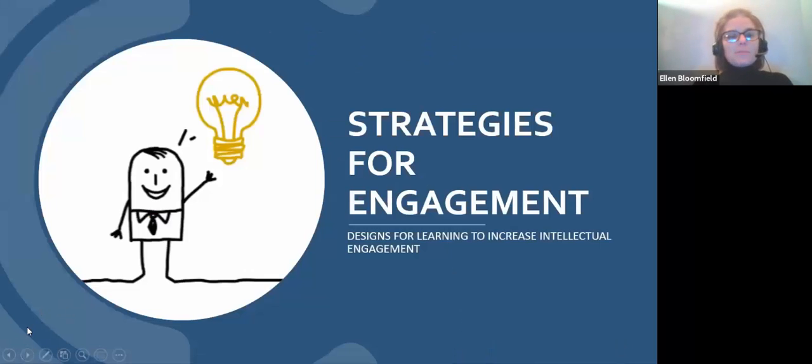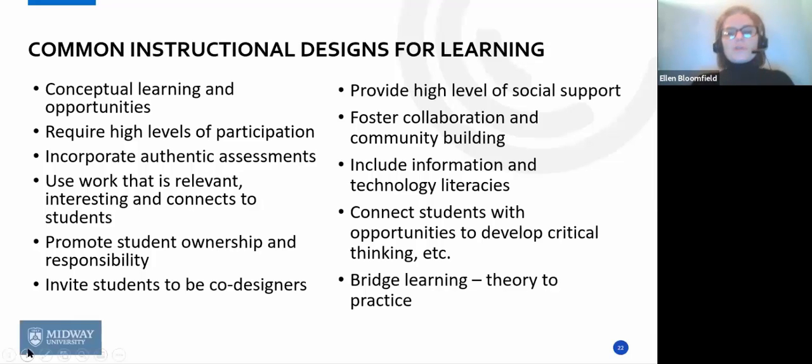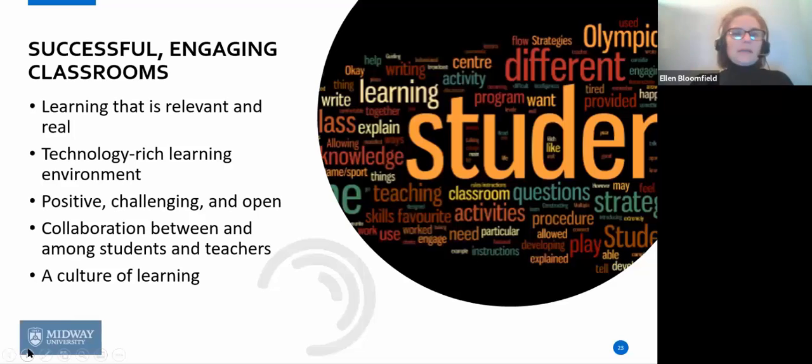And then the last part, which is there's only a couple slides here, I have listed some different strategies for creating a culture of engagement. And you can read more about those in depth. I'll have all the notes, and again, you'll have the literature. Some more instructional design part of it, ideas and strategies that you can use or explore further. And then that's my summary page. Successful, engaging classrooms.